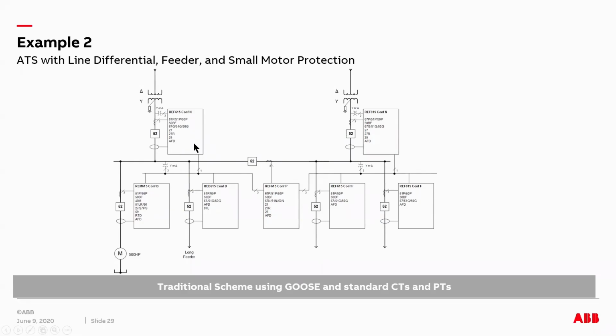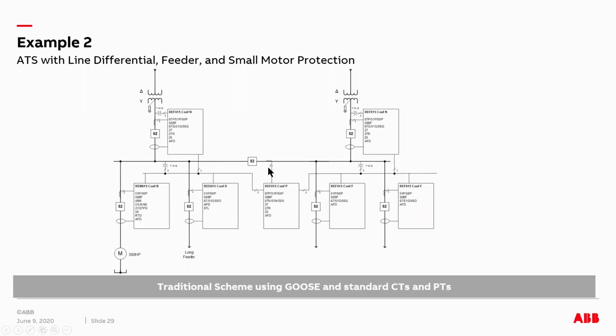In this case, we would use an REF615 configuration N for the main application, because it needs sync check protection as well. We have the ability to do that in configuration N, which brings in the CT from the line side and the PT as the line PT, and it can also take the bus PT voltage. And the same is the case with main two.